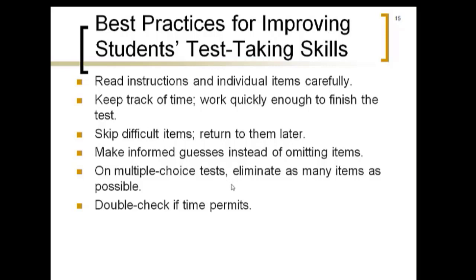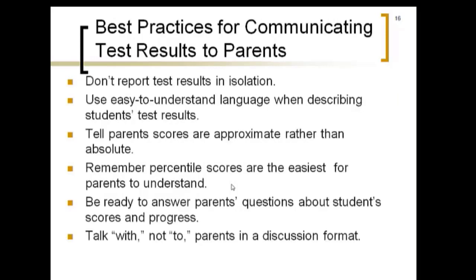So don't just leave items blank. Also, on multiple choice tests, eliminate as many items as possible. Even if you're not sure, maybe you can narrow them down to two, and so you'd have a better chance of picking between two than picking between four. So eliminate as many items as possible and double check. One thing if you're using a Scantron is to make sure that the number on the Scantron matches the number on the test. If you get off on one question, then all of your answers could be off. So double checking, if at all possible, is great.